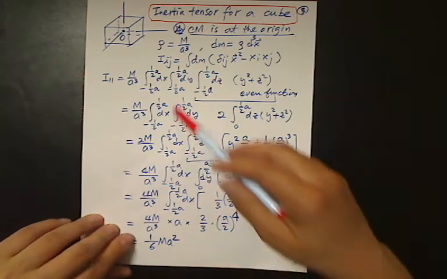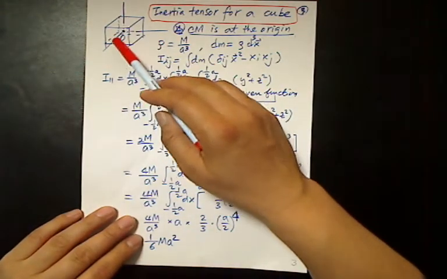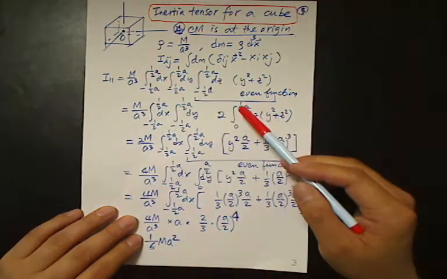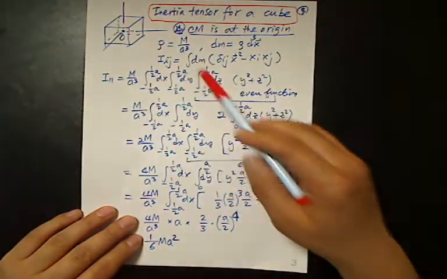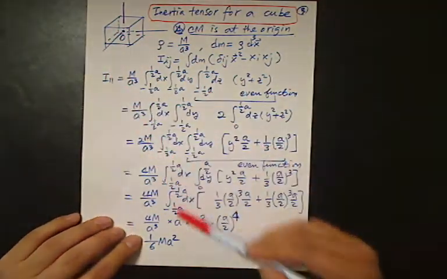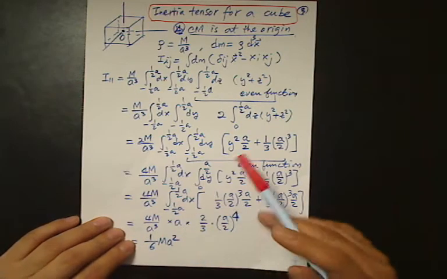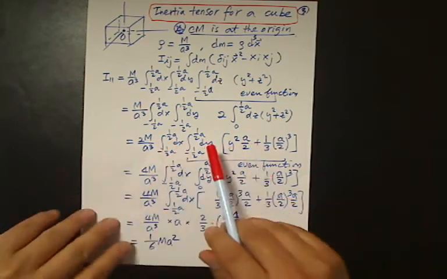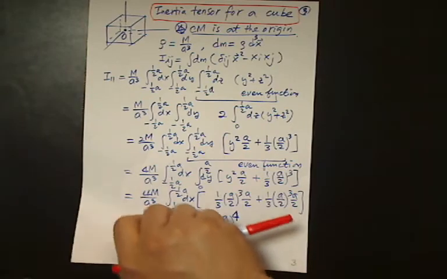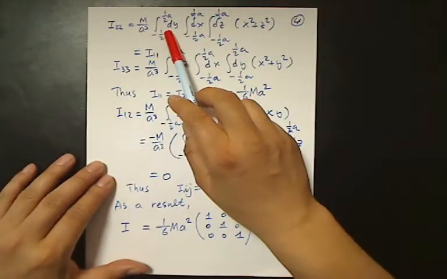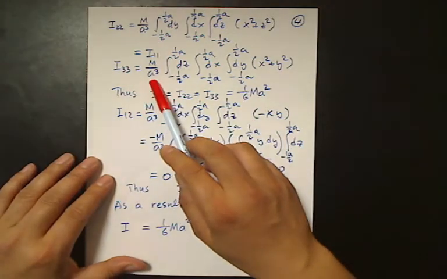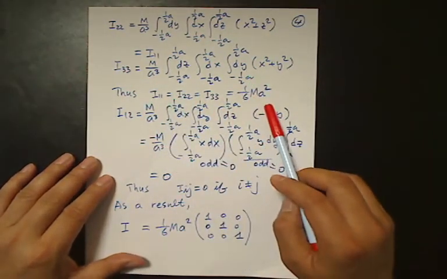As we notice, we have a symmetry of exchanging the x, y, z axes, so all of the diagonal components will be 1/6 of ma squared. As a result, the 2,2 and 3,3 are all 1/6 ma squared.